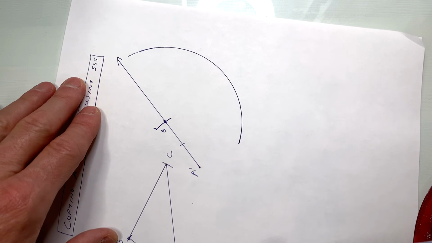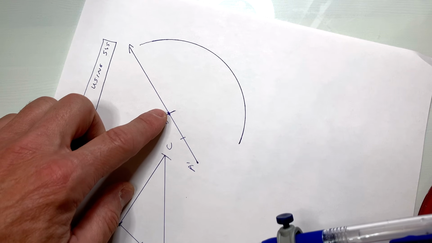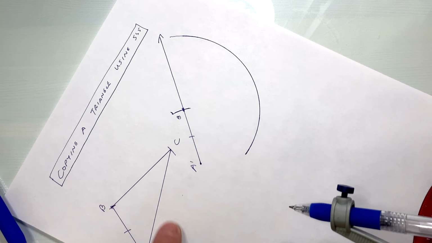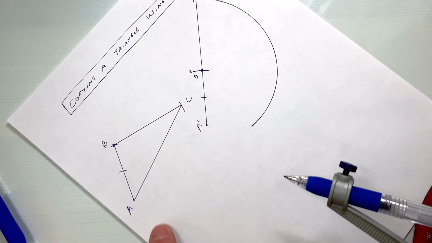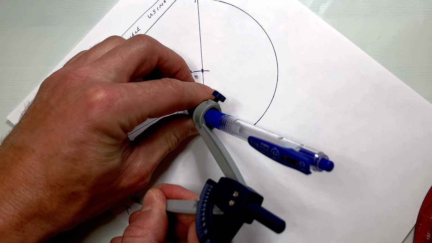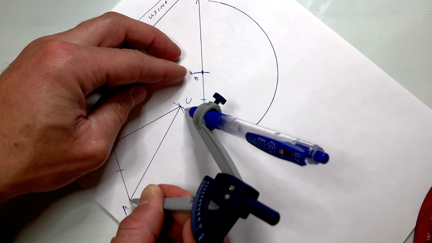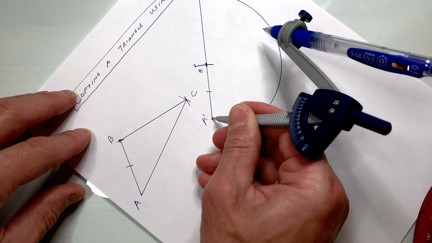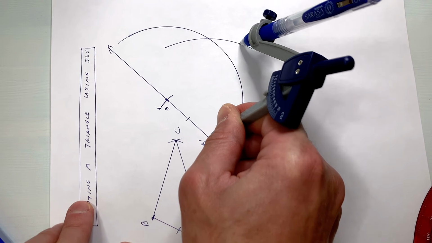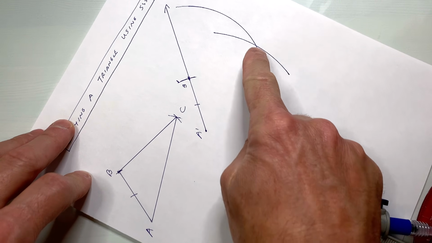You can always go back and erase some of the extra if it's too big. And then what we're going to do now is also look at the length of AC here. Okay, AC. I'm going to use the compass again as a measuring tool. So I'm going to open that up right here, AC, and go over here to A prime, and draw an arc. Now you can see those arcs are intersecting right here at this point.